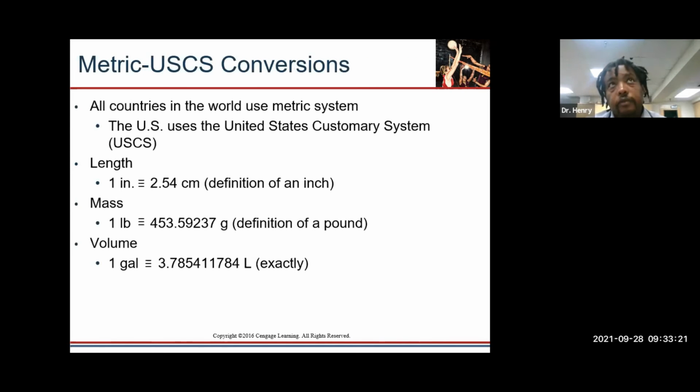Okay, so often we will have to, because we are in the US and we're very stuck in our ways about using the empirical system or the United States customary system. Because of that, we need to be able to convert often inches into centimeters, pounds into grams, gallons into liters. So these are our conversion factors for that.